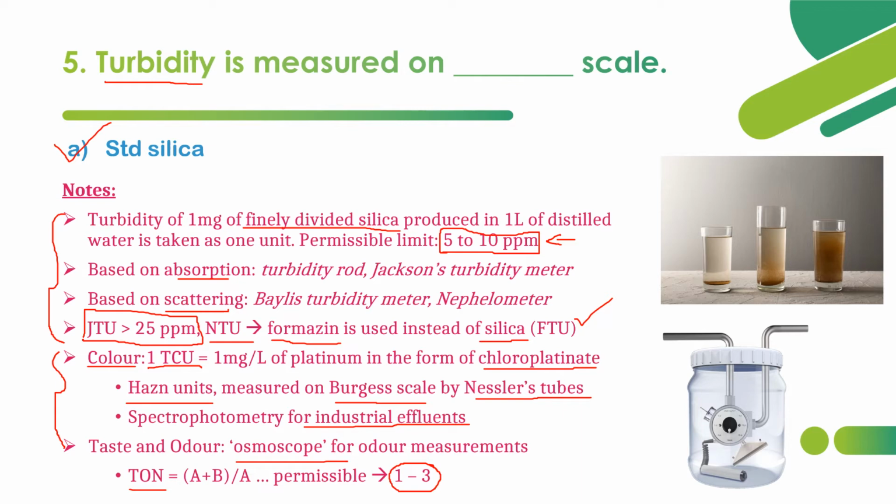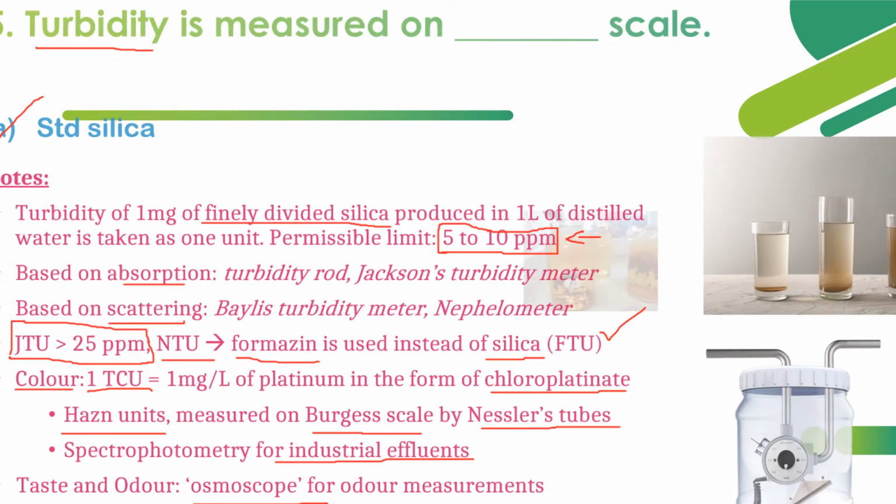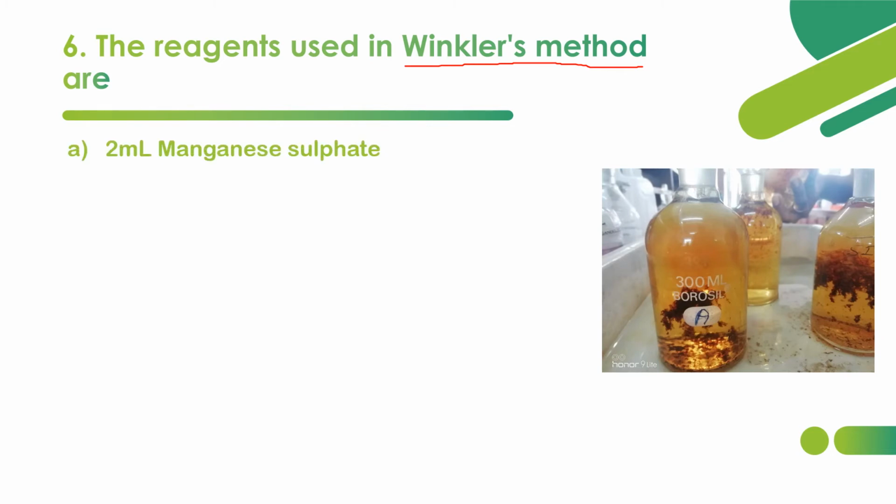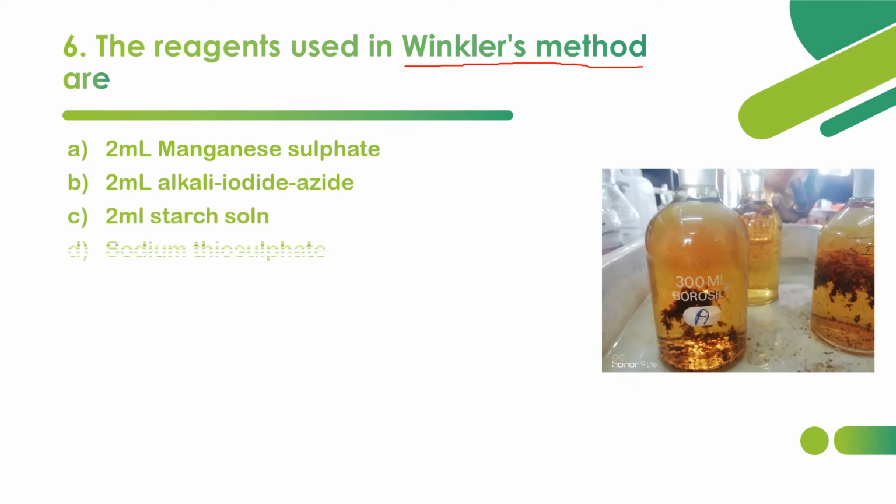Now let's move on to the sixth question. The sixth question is based on Winkler's method. Winkler's method is used to determine what? Dissolved oxygen. Now they have asked for the reagents. Option A, 2 ml manganese sulfate. Option B, 2 ml alkali iodide azide. Option C, 2 ml starch solution. Option D, sodium thiosulfate.